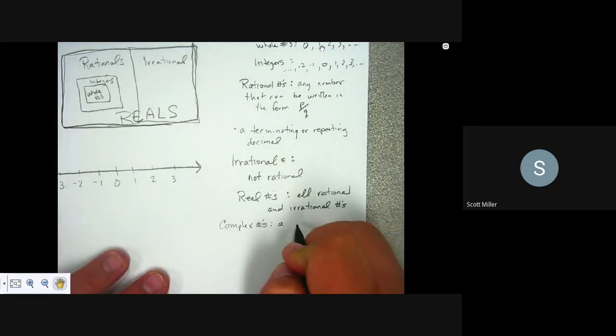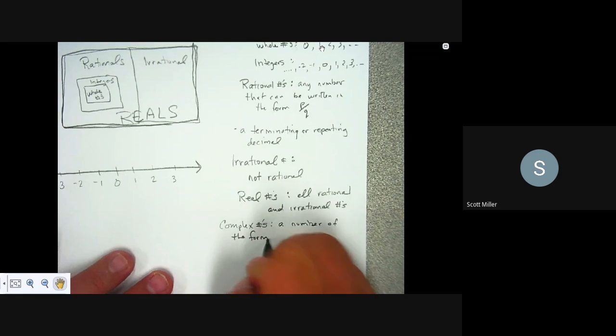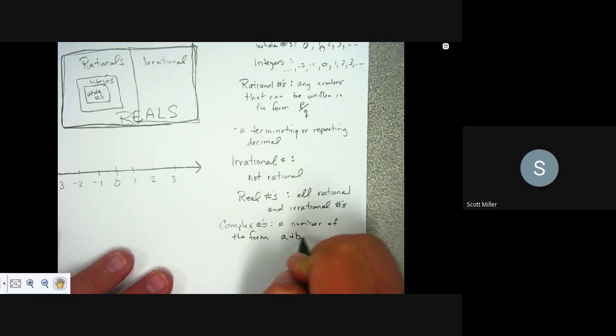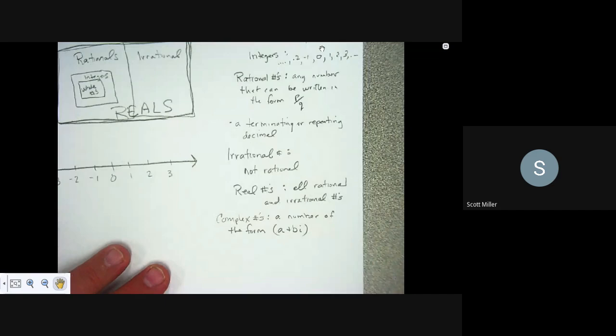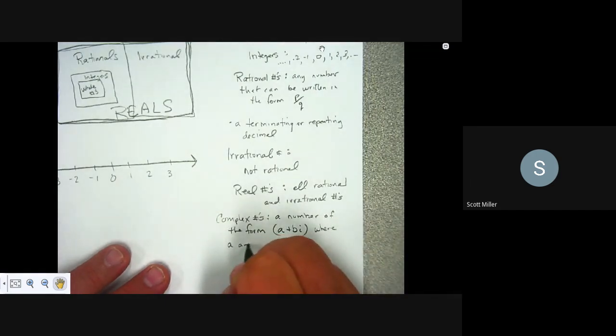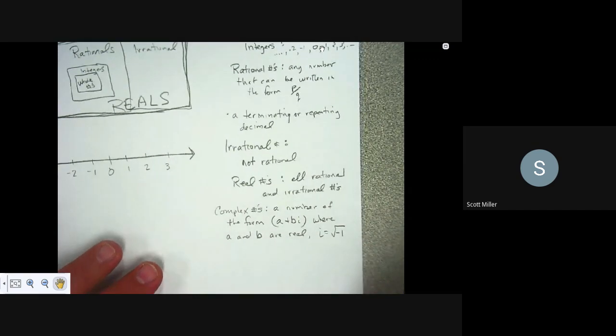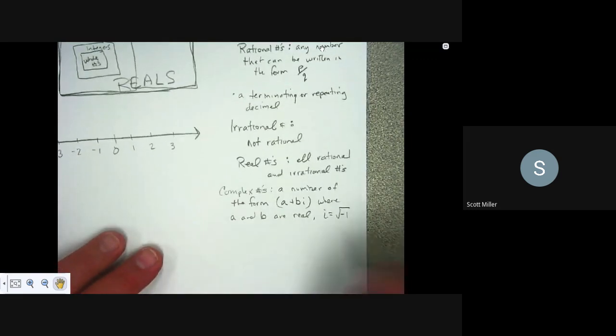Let me write out what it is. It's a number of the form a + bi, where a and b are real, and i is the square root of -1. And that's really what kind of blows everything out. So how do I do a square root of -1? Okay, don't worry about it. I will explain all that at a later date.